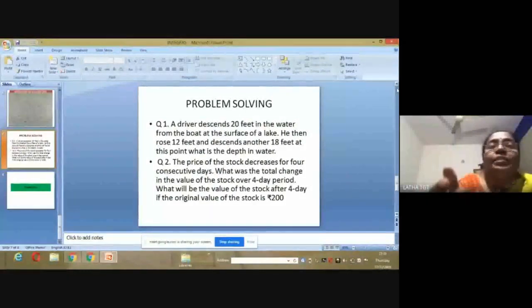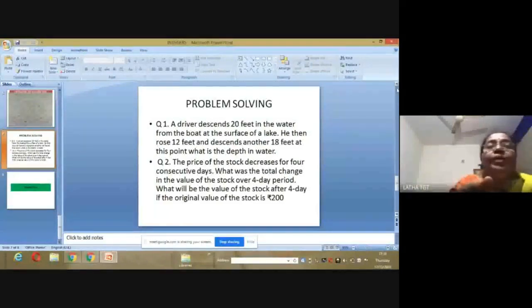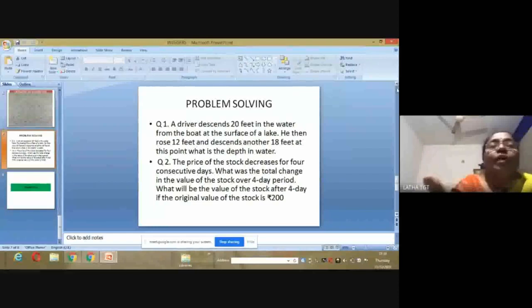So each day 10 rupees, 4 days is 40 rupees. That is minus 40 he will get. So what is the value after decreasing the amount? It comes to 160. So small examples, either numerically or word problems also, we can tell to the children in this.